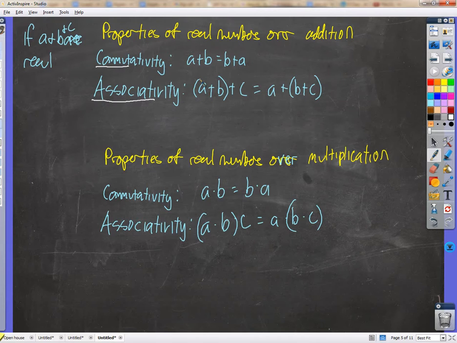So let's just look at the exercises from 2.2. And look at number 28. 2.2, number 28, that's page 77. Page 77. Number 28.